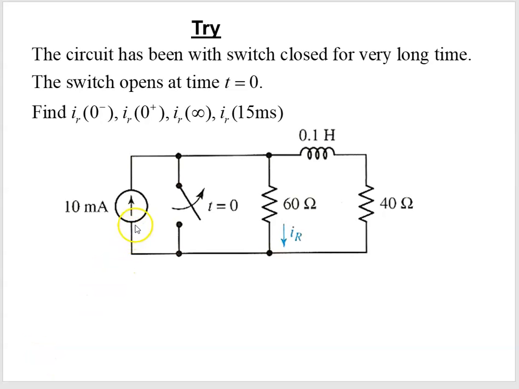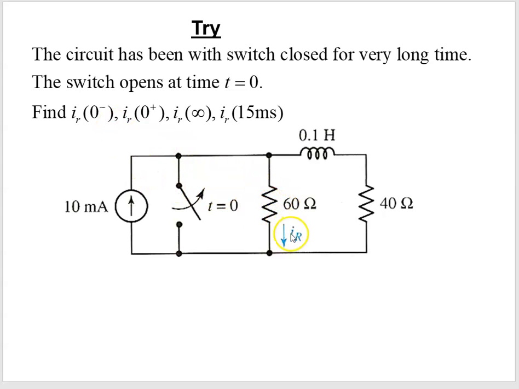All right, let's try this circuit. We have a circuit again with a switch that opens at t is equal to 0. We have an independent current source, two resistors, and an inductor in our passive network. So what we're asked to find is the current through this resistor.